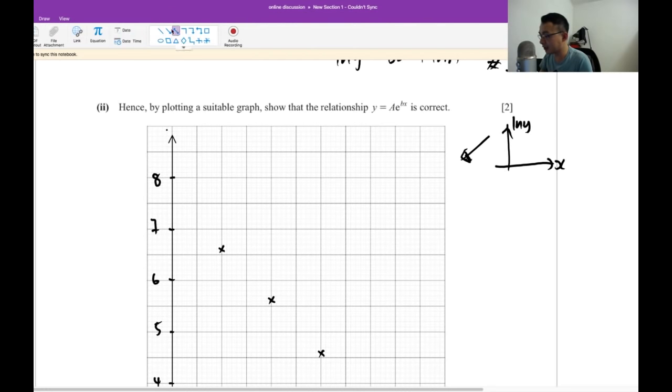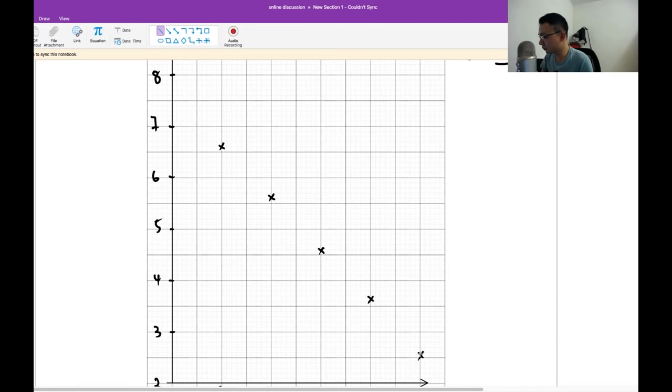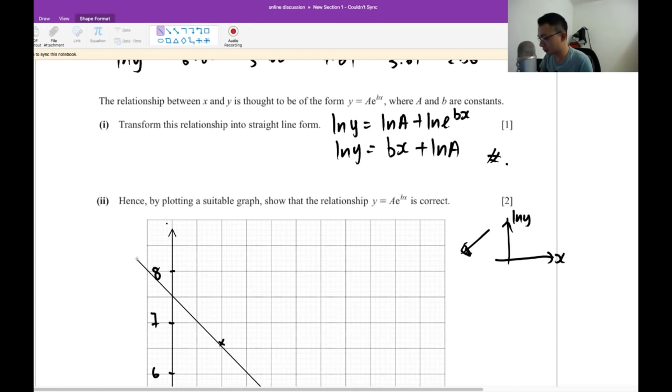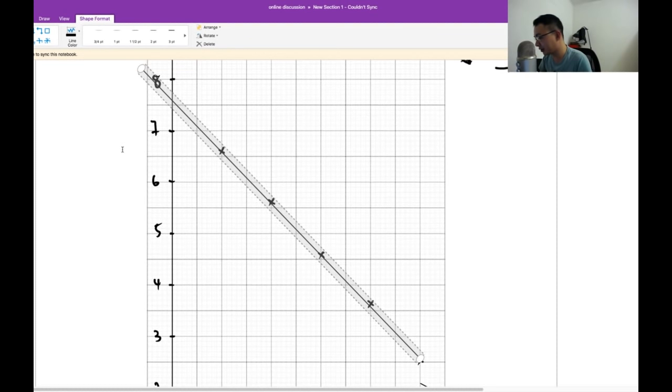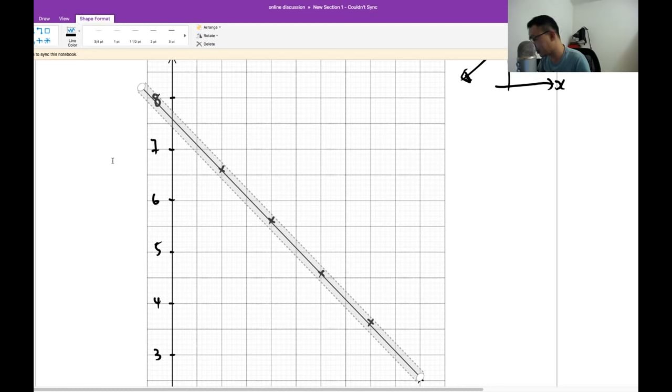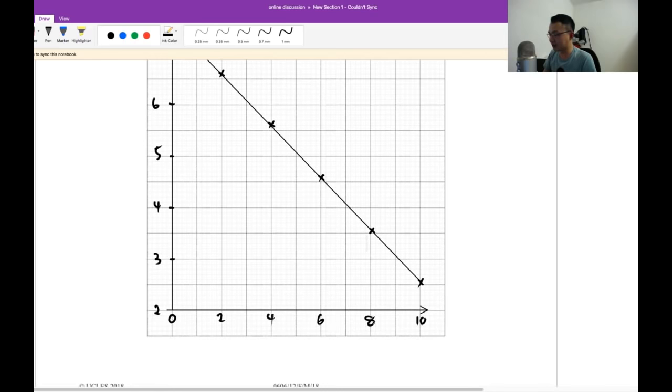by inserting the line. Yeah, I should best fit it, but it doesn't seem like it's best fit. Okay, but it's okay. This point should be slightly lower a bit. This one should be 5.6, right? Yeah, here. Okay, so now this is nice.